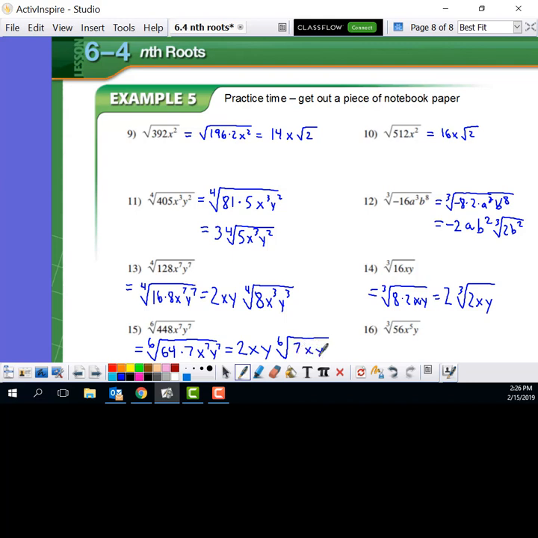And lastly, number 16, I got 56 to split up into 8 times 7, x to the 5th times y. The 8 comes out as a 2. X to the 5th comes out as x. And we've got some stuff trapped in there. We've got a 7 x squared y trapped on the inside.